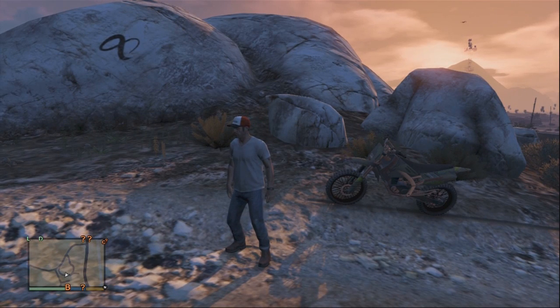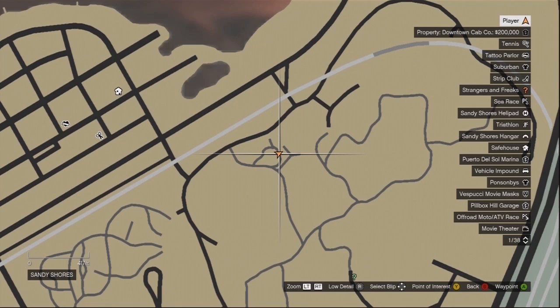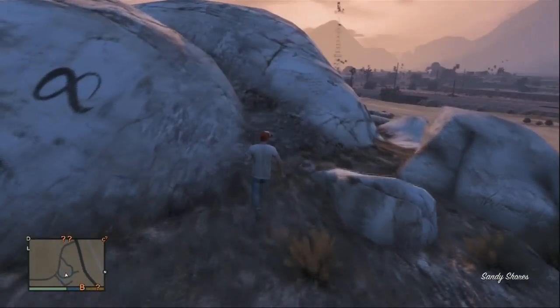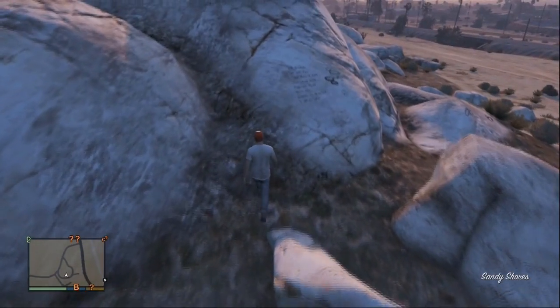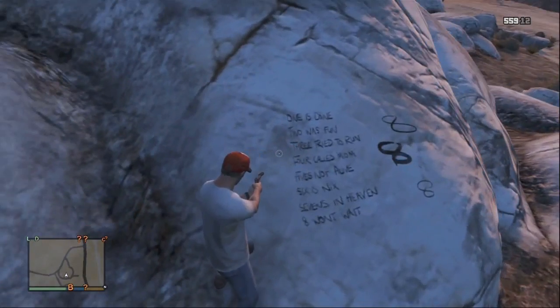Alright, so here we are at Senora National Park, and this is the location of the serial killer nursery rhymes. It is extremely easy to find, and here is its location on the map. Right away we see the Infinity/8 on the rock, and if we approach the rock we can also see the first rhyme written on it. So let me whip out a gun so we can take a closer look.